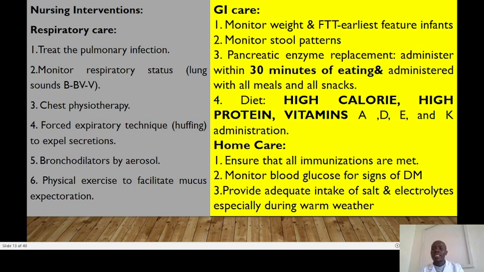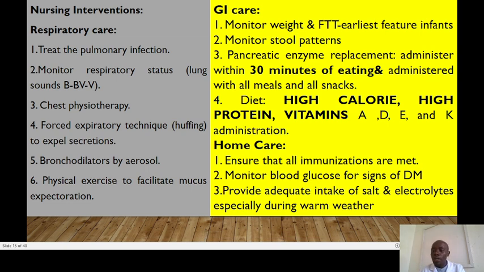Okay? Alright. What are you supposed to do as a nurse? The nursing care, the nursing interventions. We can look at the system. The respiratory care, you're supposed to treat the pulmonary infection. Remember, the infections are coming as a result of increased bacterial colonization along the airway. Also, number two, you have to monitor respiratory status, and in monitoring respiratory status, you look at the lung sounds, the bronchial sounds, bronchovesicular sounds, and the vesicular sounds.